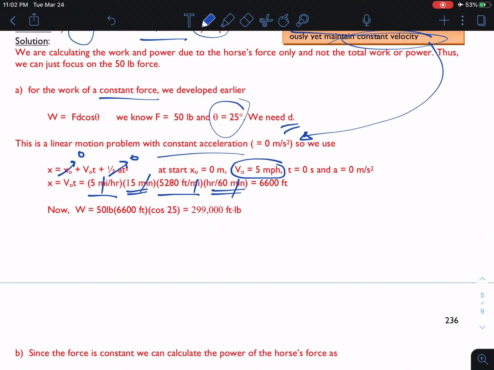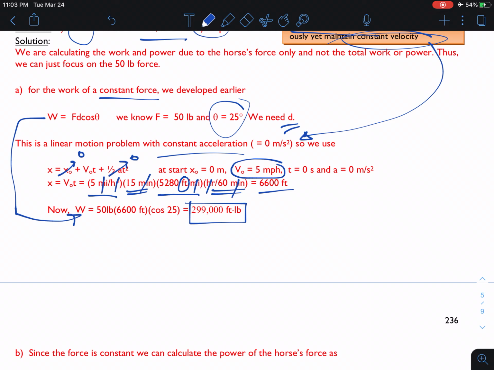So miles canceled out, minutes canceled out, and hours canceled out as well. We only have feet left, and then we're multiplying everything, and we are getting 6,600 feet. Okay, so a couple thousands of feet as we expected. So using this work equation, plugging everything in will result in almost 300,000 foot-pounds. And this is the work done by the horse. Again, because we use only the work done by the force of the horse, right?